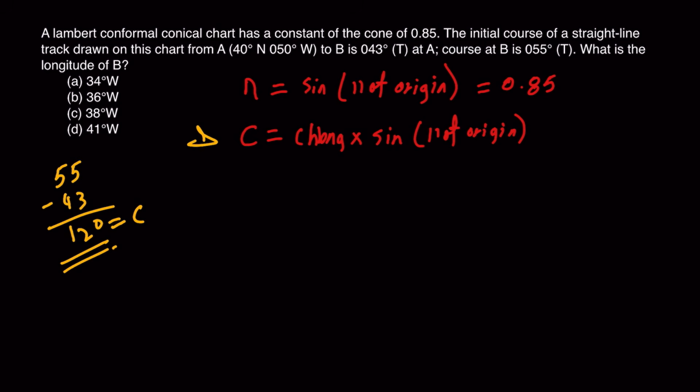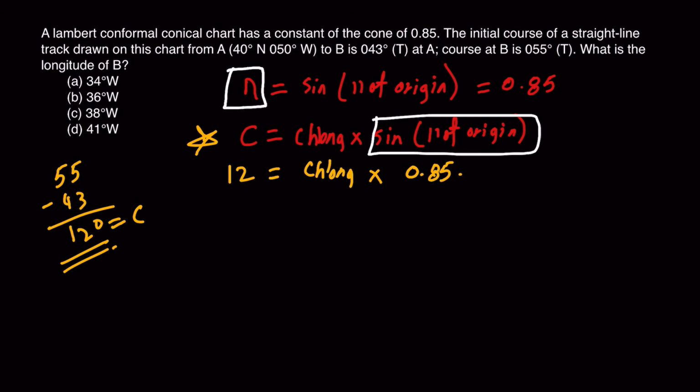Now using the formula for convergency on a Lambert chart, 12 is equal to Shillong, which we do not know, into 0.85. Why 0.85? Because this part is equal to n, and n has a value of 0.85, which is the constant of cone. When I solve this, my Shillong becomes 12 divided by 0.85, which is a value of 14 degrees. Now I have the Shillong and the coordinates of A. I need to find just the longitude of B.